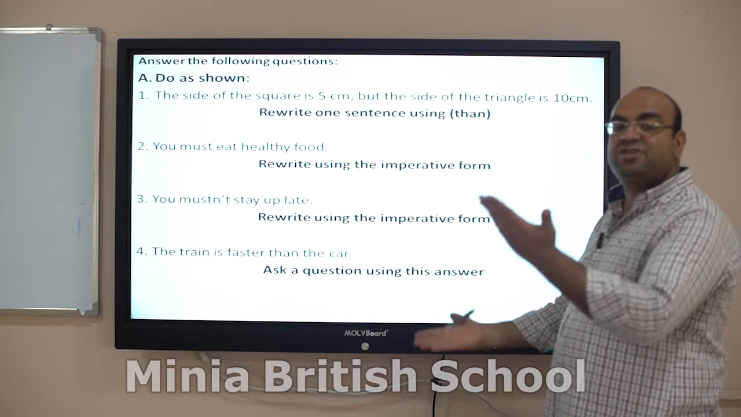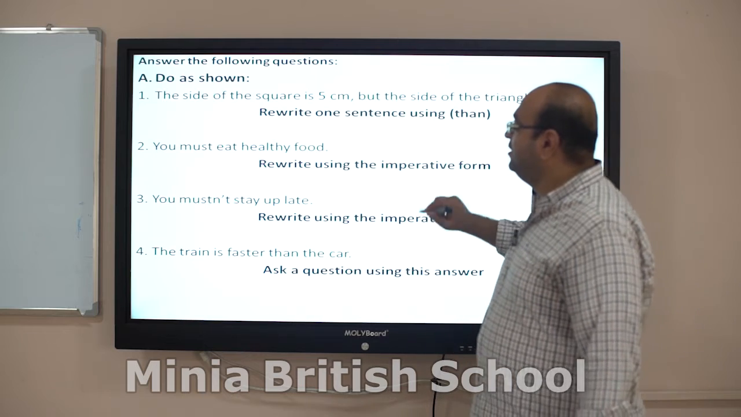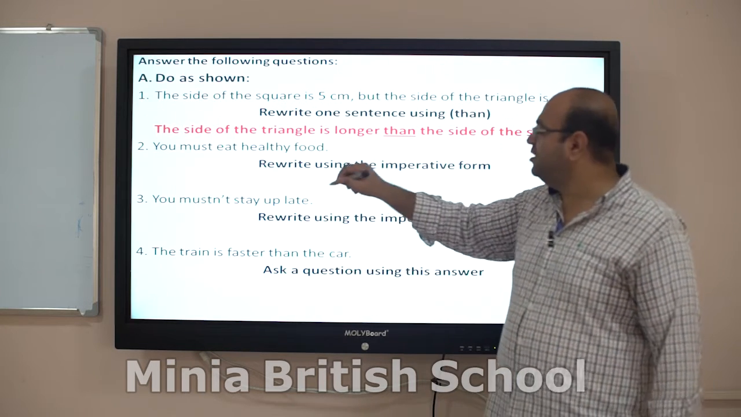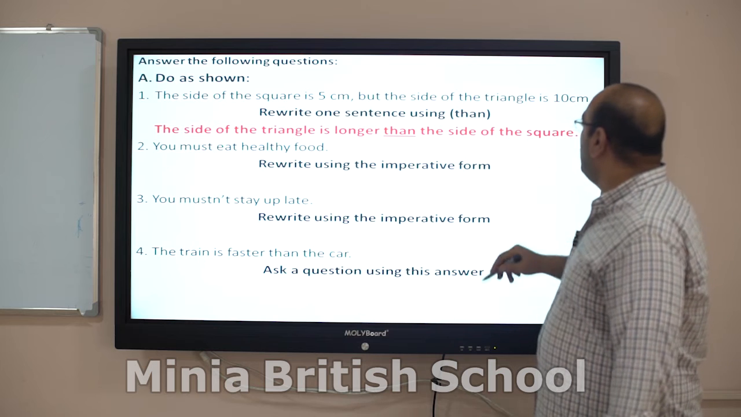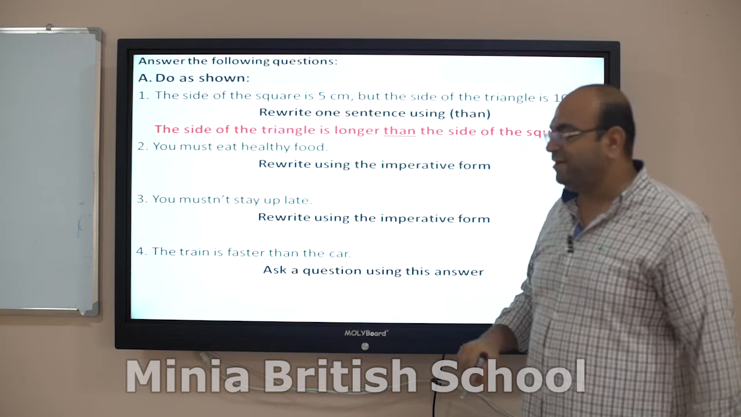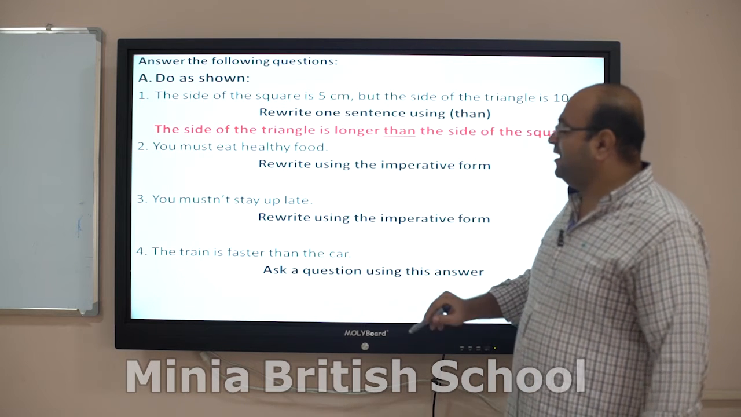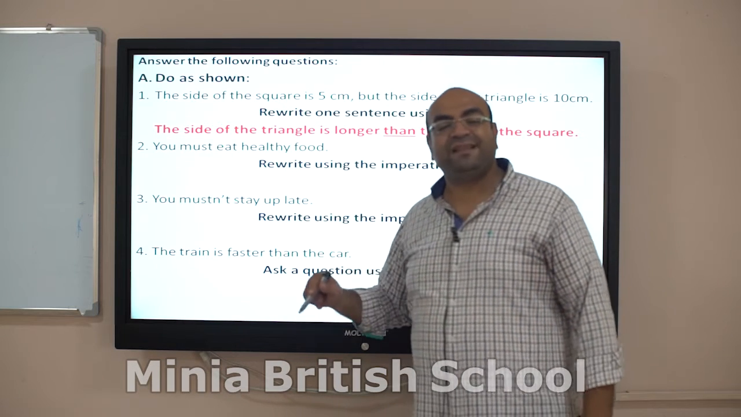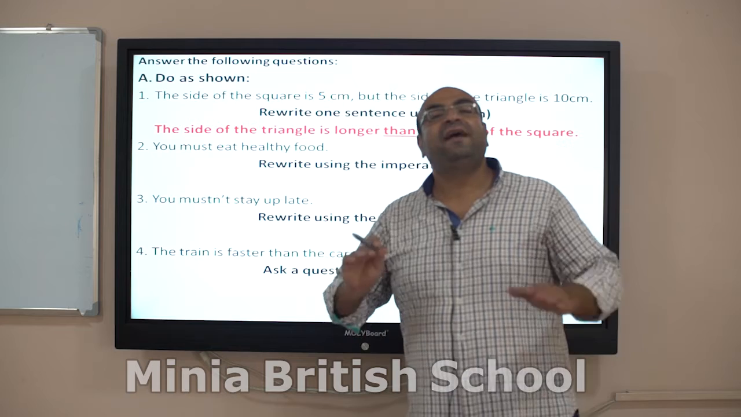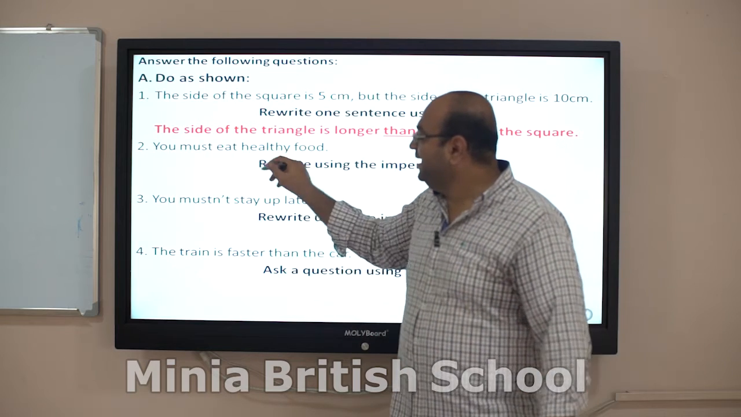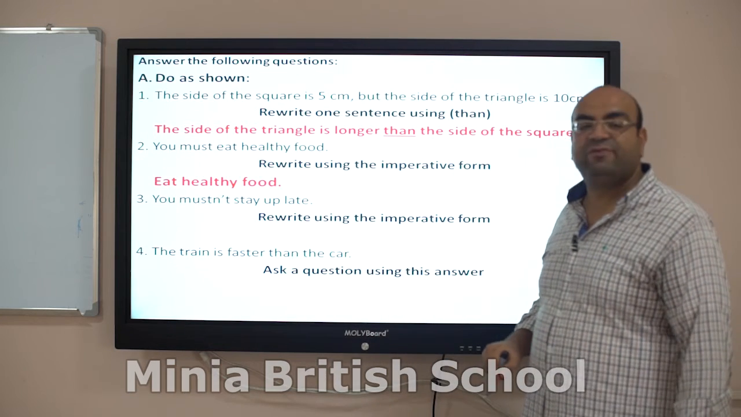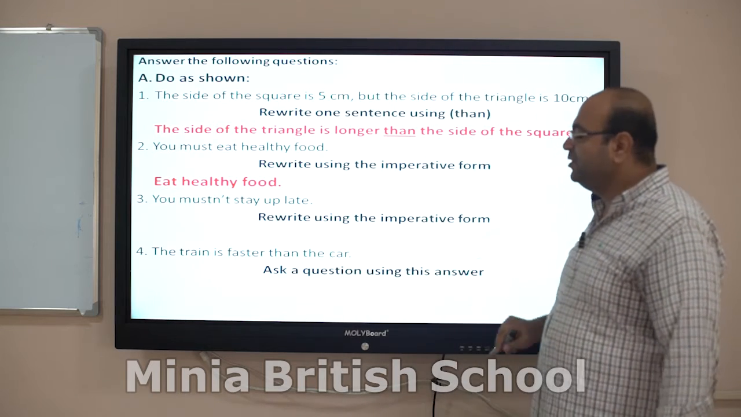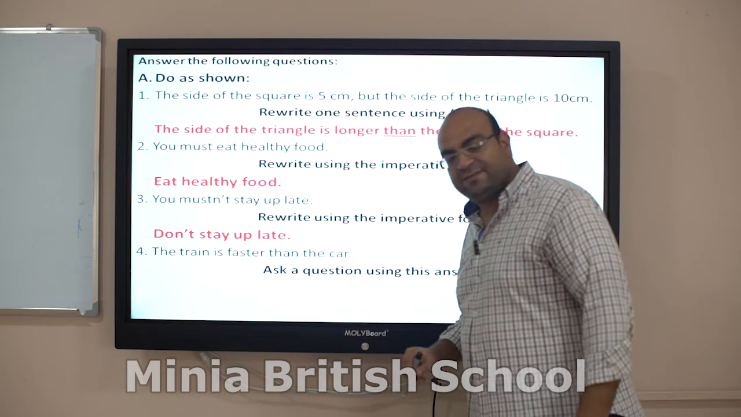We will write than, so we will compare. So, the side of the triangle is longer than the side of the square. I use than. We need imperative form, and this is affirmative, so I will take the verb to start with it in the infinitive form. Eat healthy food. Now, this is negative, so don't stay up late.